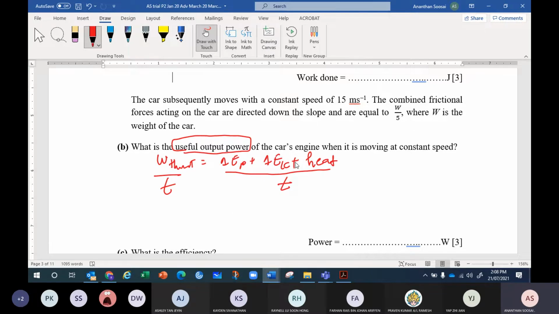So engine when it's moving at a constant speed. They want the output power of the engine. That means they are looking for this: work done by the thrust over time. This is the output power we are looking for, output power of the engine. So it's the same as these energies over time.